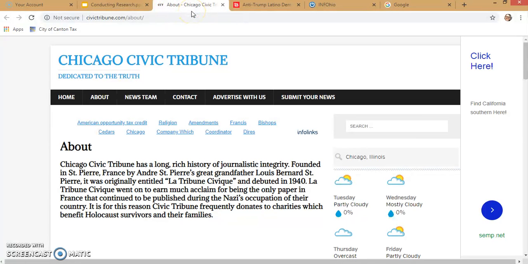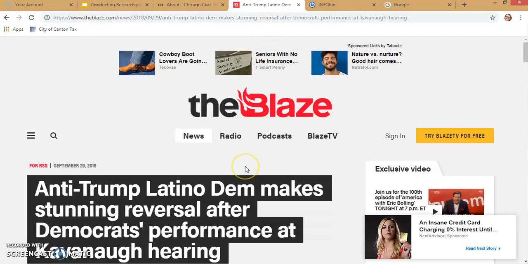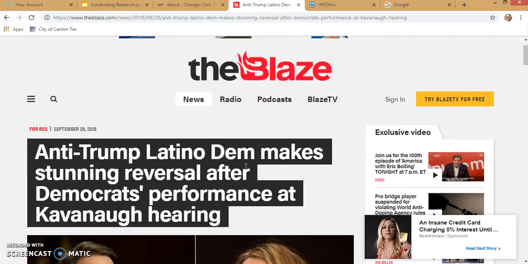Now, an example of a one-sided or a biased news source would be, for example, The Blaze. Now, if you or someone that you are close to, your family members, enjoy reading The Blaze, that's fine. Go for it. But headlines like this are what tip me off that this news site is highly biased. Anti-Trump Latino Dem makes stunning reversal after Democrats' performance at Kavanaugh hearing.